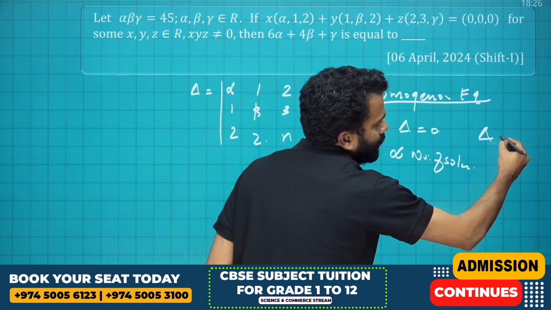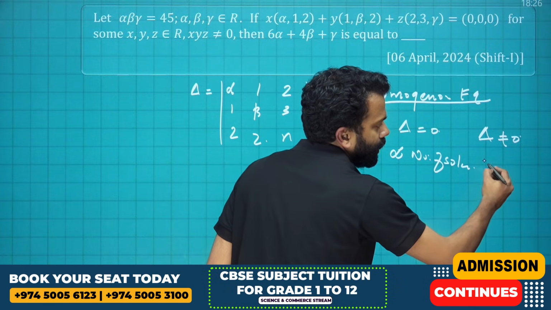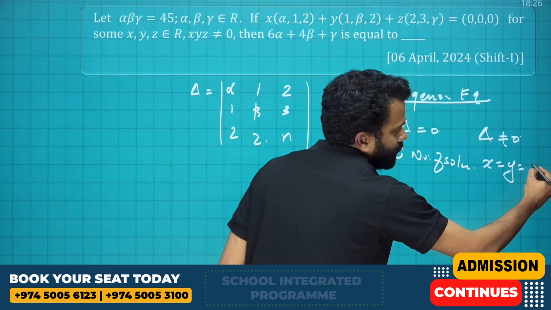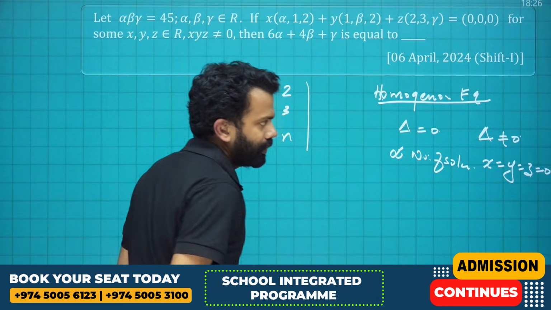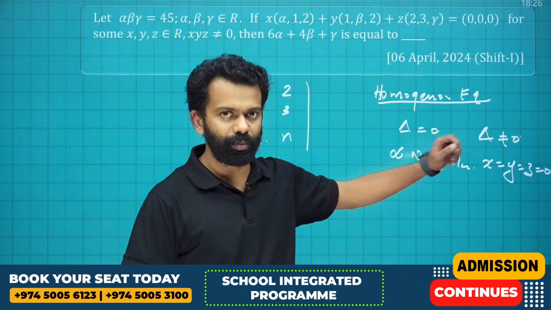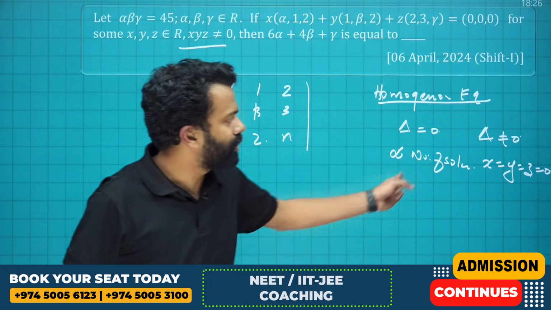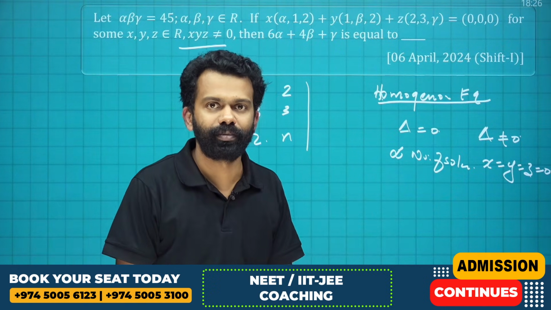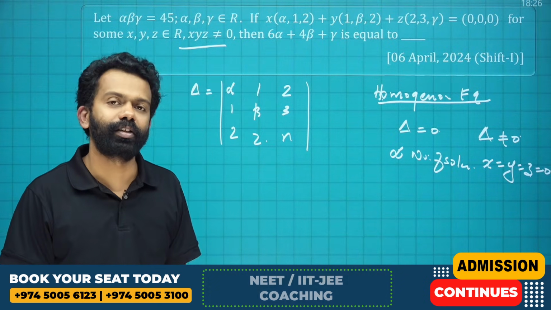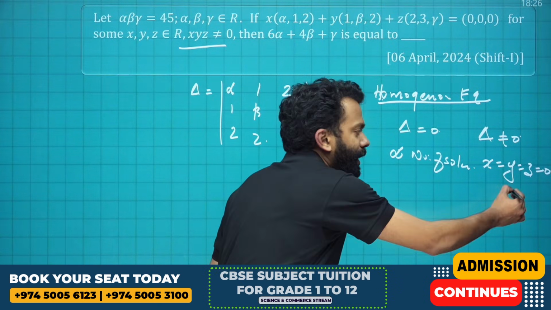And if delta is not equal to 0, the equation will have only one solution, that is x is equal to y is equal to z is equal to 0. It is called a trivial solution. It's very important. See, using this data, just identify which among the cases is preferred here. It's defined here more precisely. So we can neglect this case.